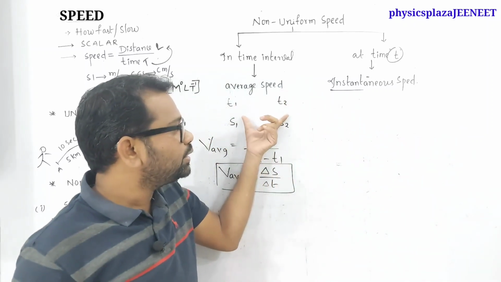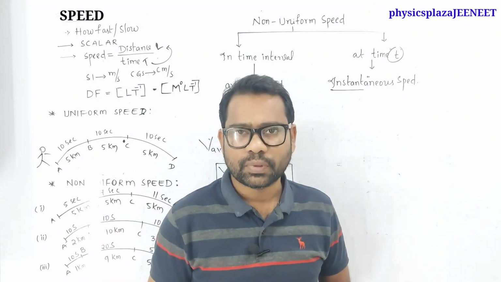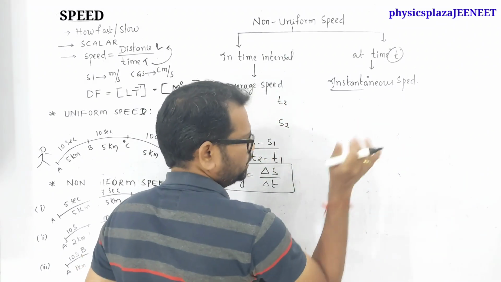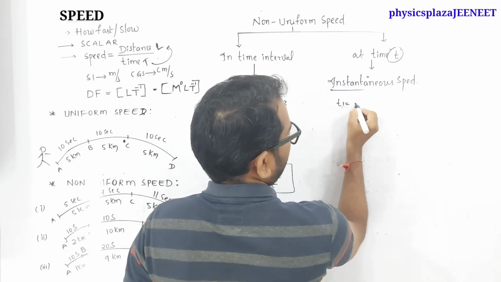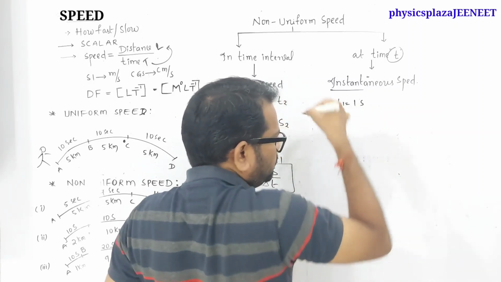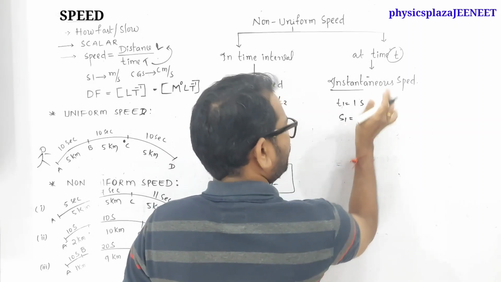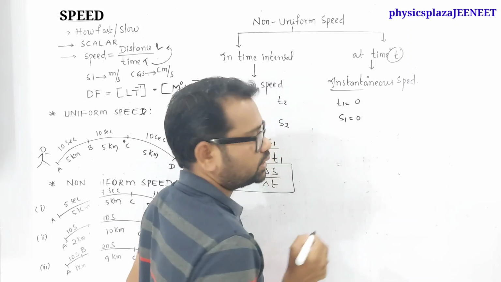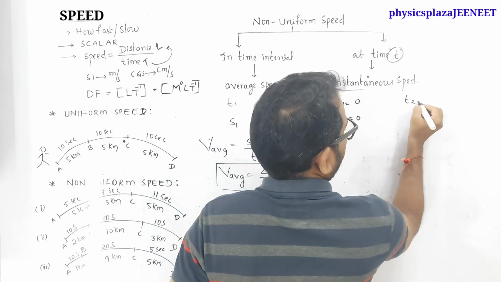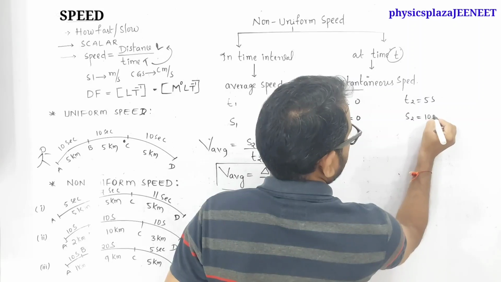Here, in average speed, we talk about the speed over a time duration. But in instantaneous speed, there is no time duration, only that moment. Children, let me tell you. Let us say at the moment when we start observing, initially the distance is 0 as it is starting. After 5 seconds, let us say the distance covered is 10 meters.